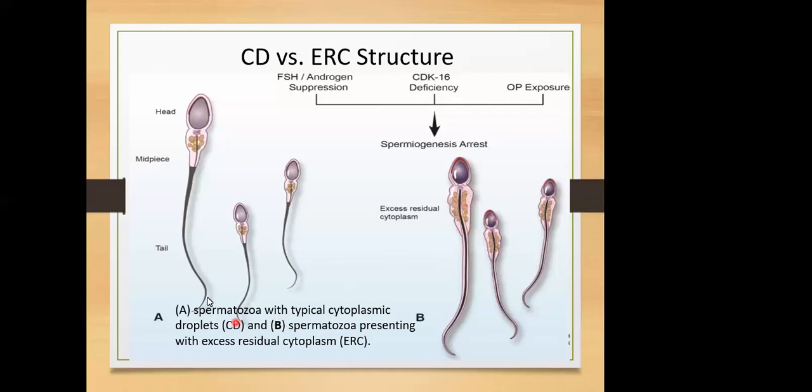So if you look at the A here, A is spermatozoa with typical cytoplasmic droplets. And the B here is spermatozoa presenting with excess residual cytoplasm. And like we said, the factors that will cause spermiogenesis arrest. And remember, it is spermiogenesis arrest that will cause the ERCs. Because we're saying that during spermiogenesis, we expect cytoplasmic extrusion.